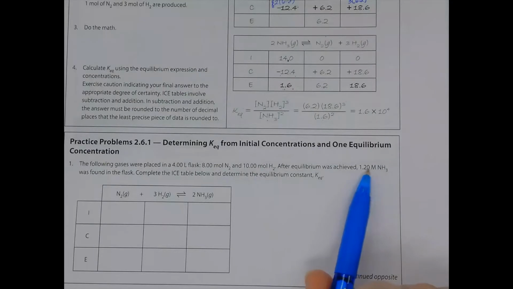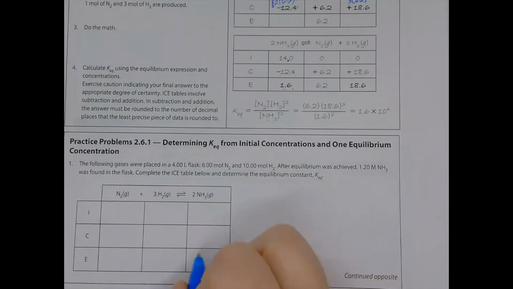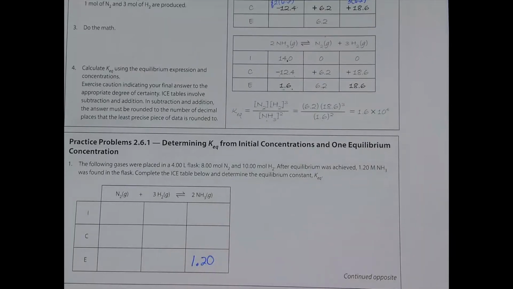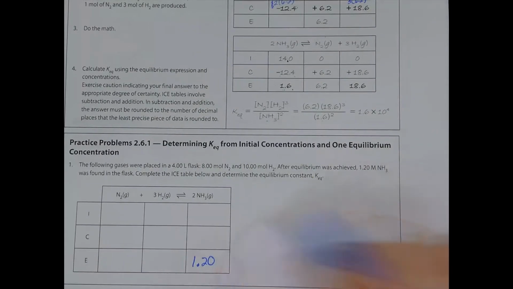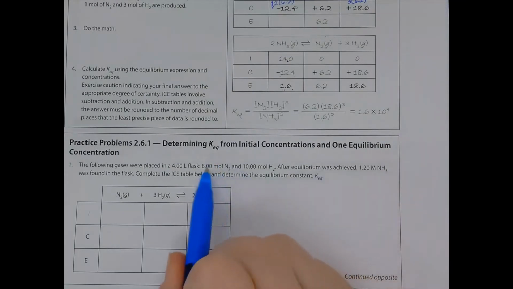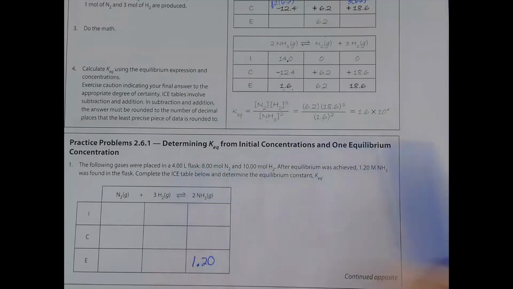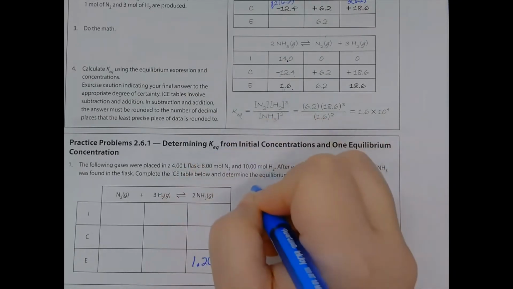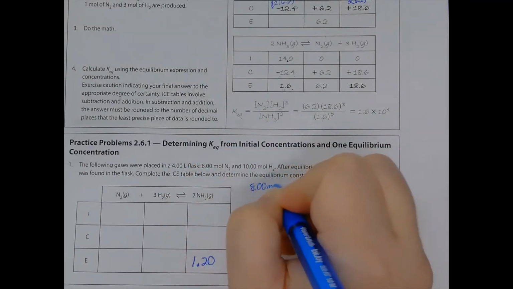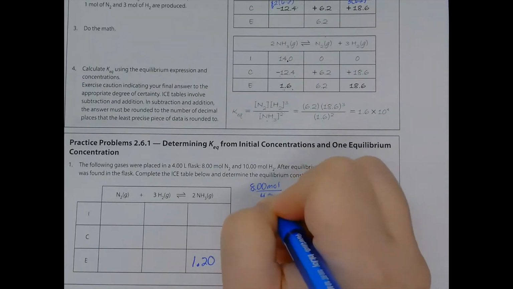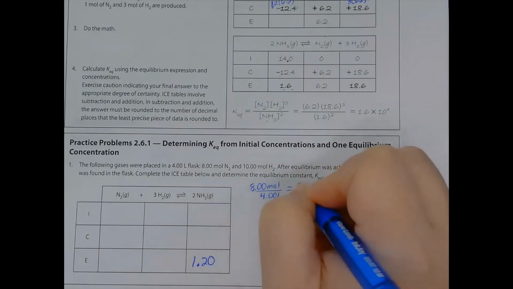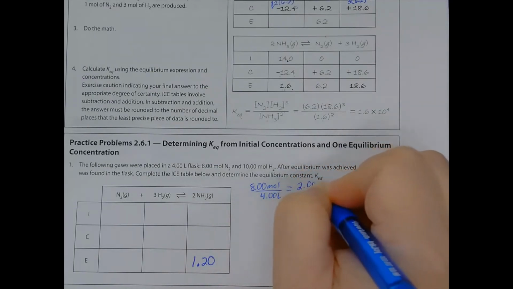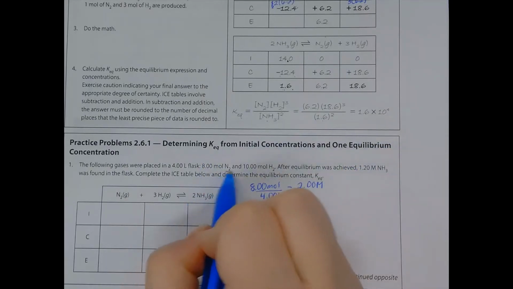So it says after equilibrium, so at equilibrium we have 1.20 molar NH3. Again, all your units should be molarity, so we're going to just leave out the units for now. Simplify our table. Now, we do have 2 other values, but they aren't in molarity yet. We have 8.00 moles over 4 liters. So 8 divided by 4 gives us 2 molar for the nitrogen.